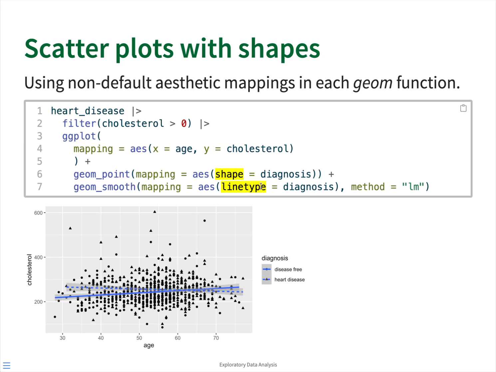Similarly, we can use different styles of lines when we're creating lines. So we have a dashed line here representing the trend line through observations with heart disease, and a solid line with no dashes for disease-free patients. Again, it's also harder to distinguish between those than it was using color, as we saw in the previous slide.